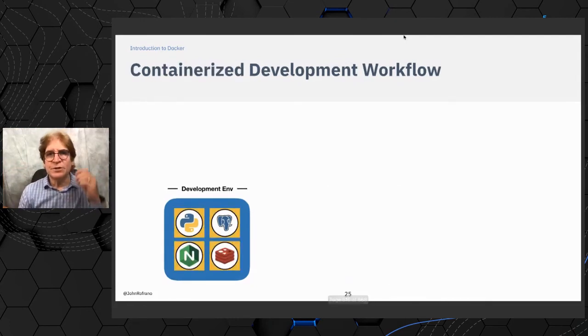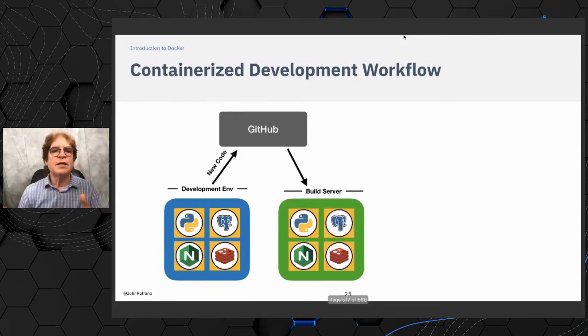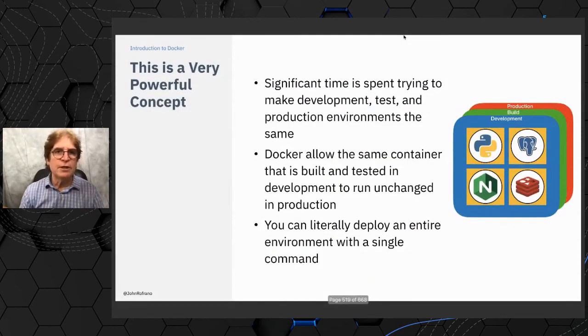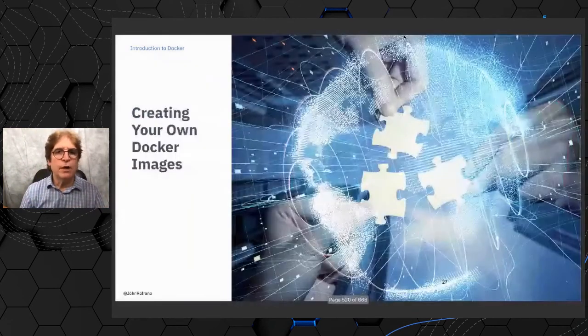So when I have containers, the developer can run Nginx and Redis and Postgres and everything on their workstation, push the code to GitHub. The build server has the same version of everything. It pushes a Docker image to a Docker registry, and then that Docker registry pulls it down to run it, hopefully in something like Kubernetes. The same container that's running on the developer's workstation is running in production, dev prod parity. So it's really, really important. It's a very powerful concept.